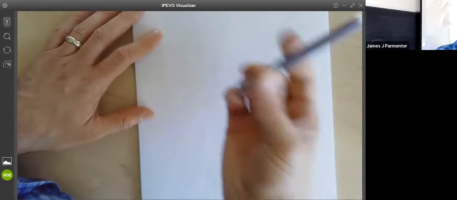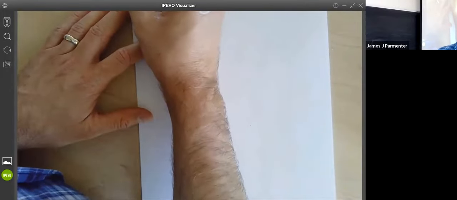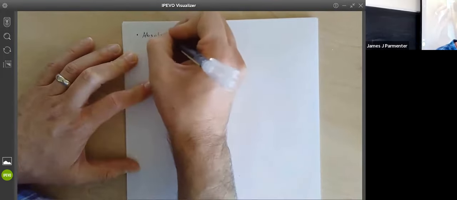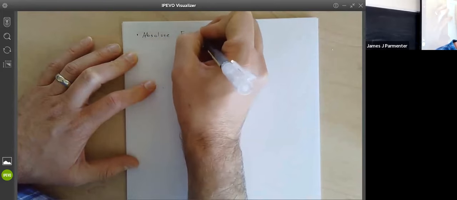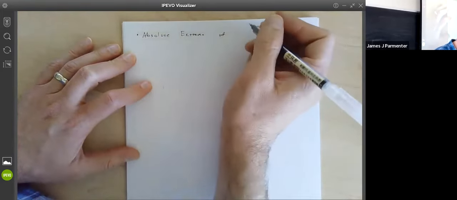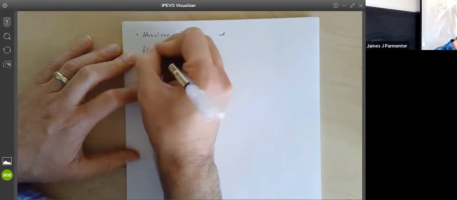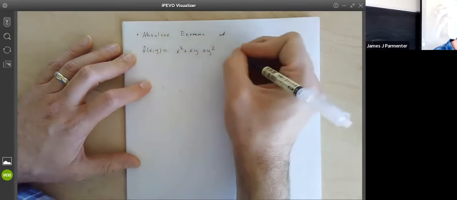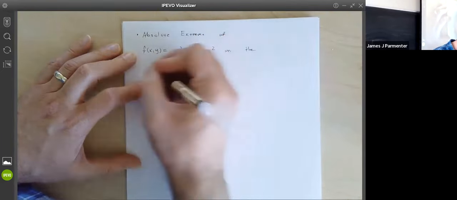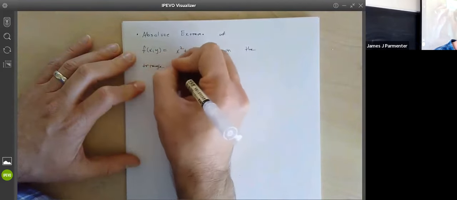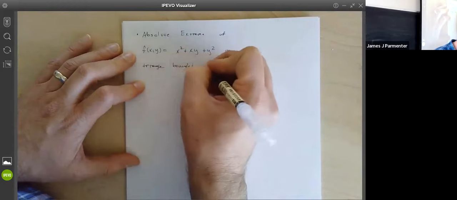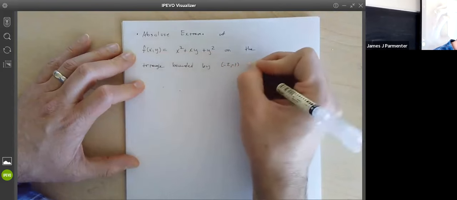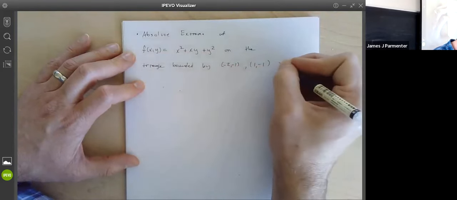So, again, we want to find the absolute extrema of f of x, y equal to x squared plus xy plus y squared on the triangle bounded by the vertices negative 2, negative 1, 1, negative 1, and 1, 2.